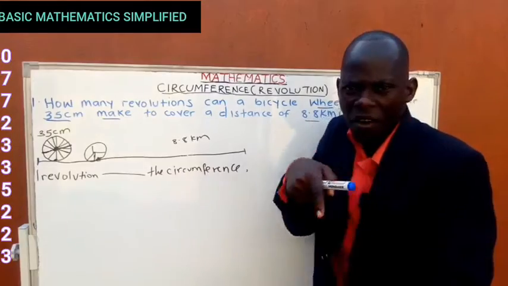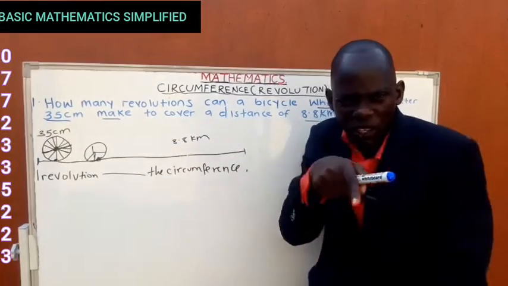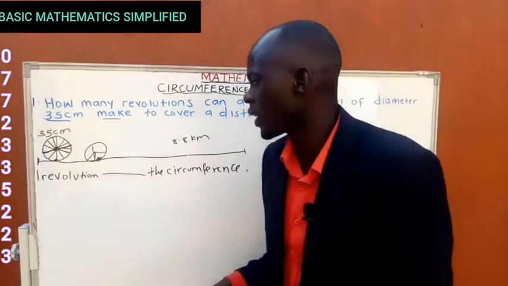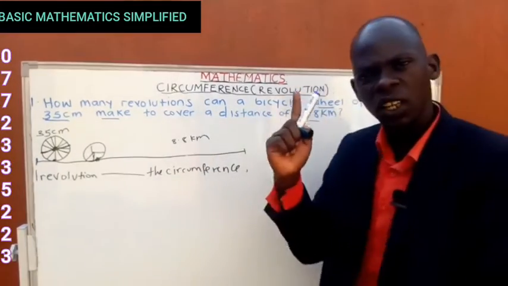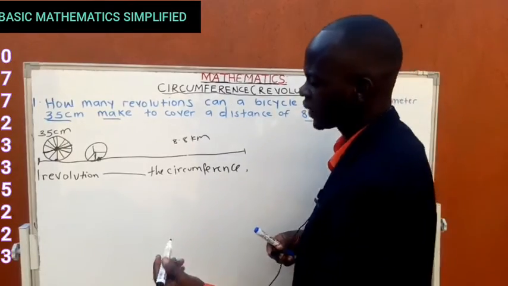The distance round a given figure which is circular, the distance around a circular figure, is what we call the circumference. So we need to know at least the distance around that circular figure. Then from there, we shall get the next step.